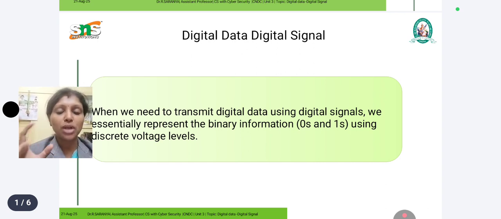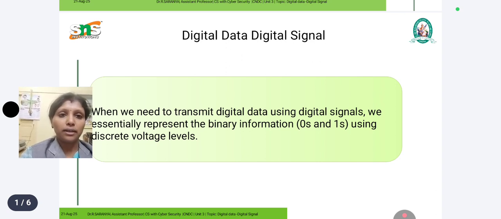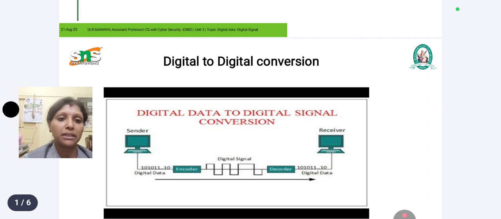When we need to transmit the digital data using digital signals, we essentially represent the binary values, that is none other than zeros and ones. So the discrete voltage levels we process with the help of it, we are going to transmit the data in a digitalized way. So let us see the diagram. This diagram shows how the sender sends the data, the transmission, the bit representations. In that way, we are going to transmit the data from the sender. So there we are going to implement the digital signals.